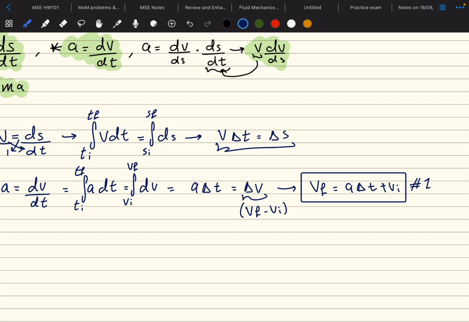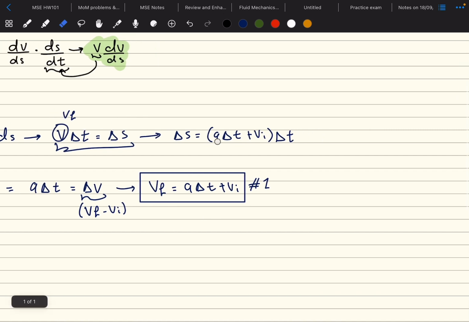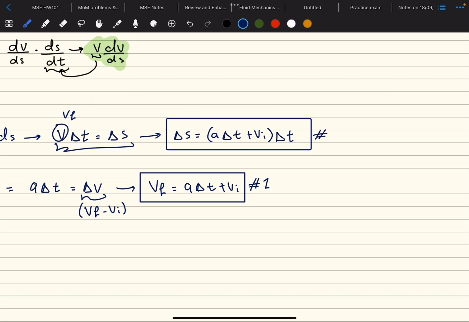Now assume that this v right here is v final. Then this equation would be v final equals v initial plus a delta t. And this is our second equation.